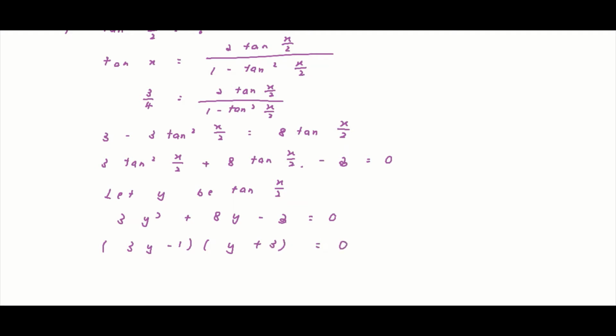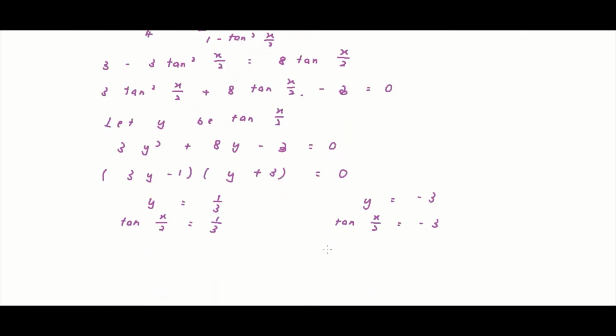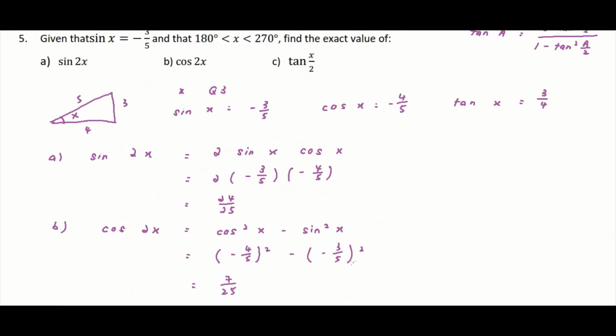Equals to 0. So that means I will have y equals 1 over 3, and the other one is y equals negative 3. So tangent x over 2 is 1 over 3, and the other one is tangent x over 2 is negative 3. Can you try to identify which one is correct? In this question, your range is only between 180 and 270. So it's impossible that you have both positive and negative for a tangent value.